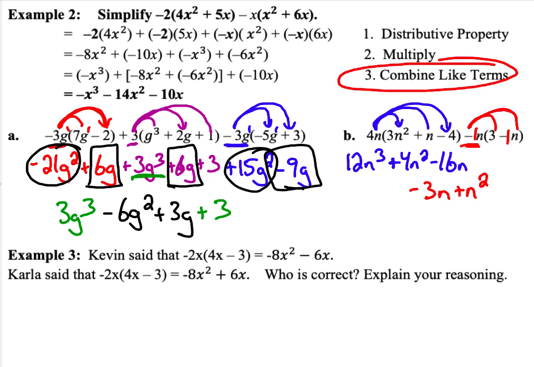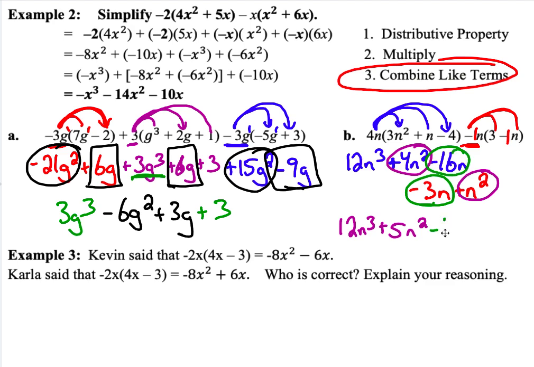Now I look for any like terms. So I have 2 terms that are n squared. So that gives me 5n squared. The n cubed is all by itself, so it's going to stay out front. And then I have negative 3n and negative 16n. That gives me negative 19n.